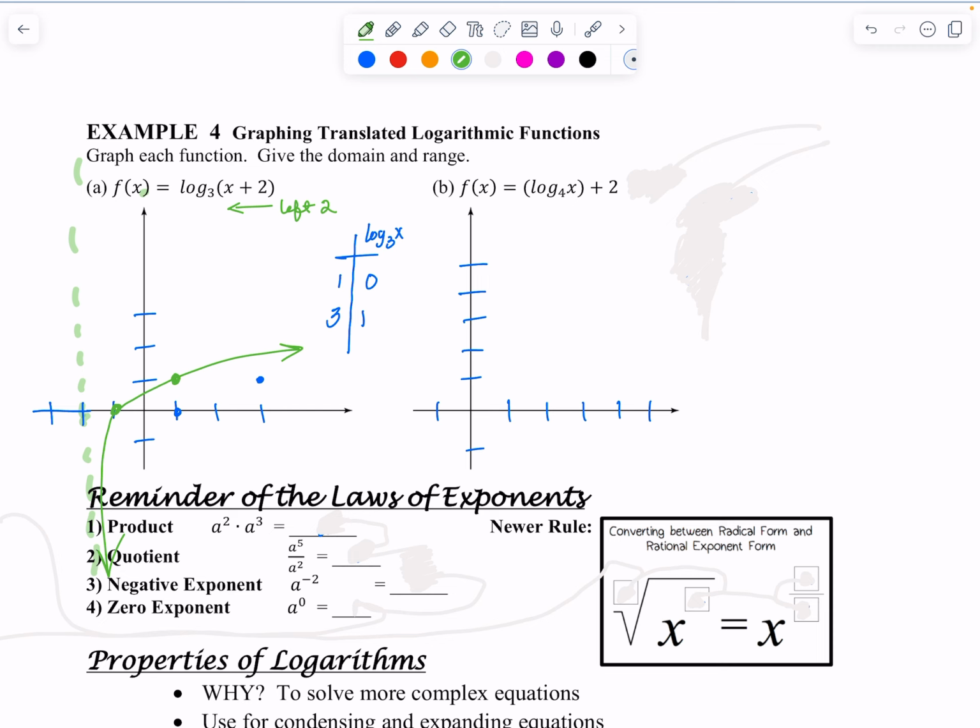Let's do one more. What does this plus 2 do to it? This plus 2 is going to raise it 2, so that's going to go up 2. I'm going to do my same points where I have (1, 0) and my base, which is 4: 1, 2, 3, 4, 1. Now this one, notice I'm moving it up, so I'm not moving it left or right. So I'm going to keep this vertical asymptote. And then I just take my 2 points and move them up 2. So I'll move the (1, 0) up 2 and the (4, 1) up 2.